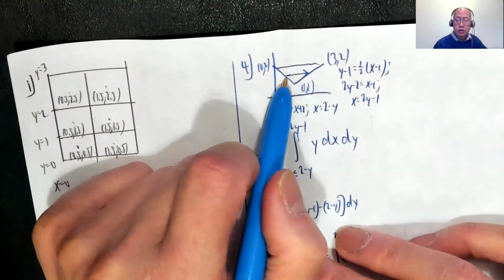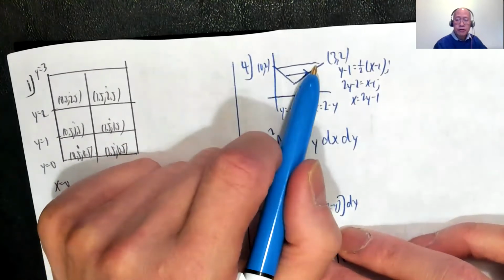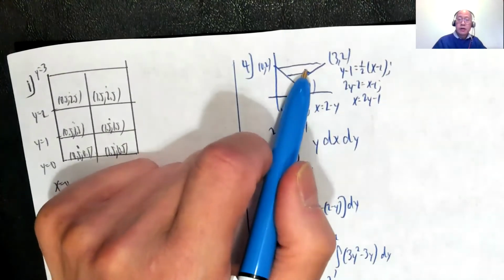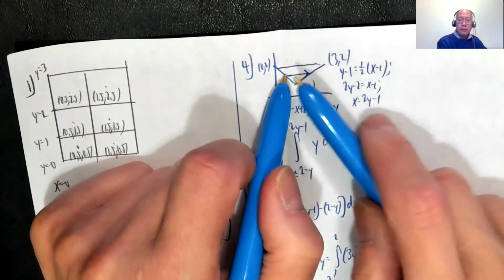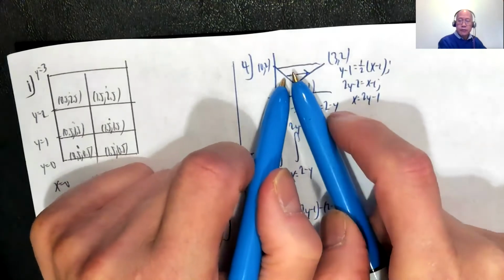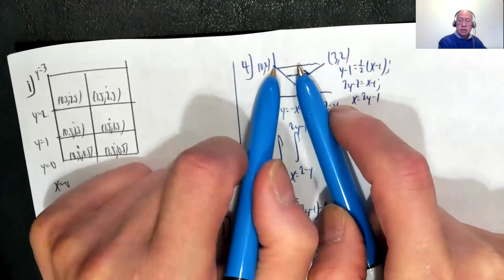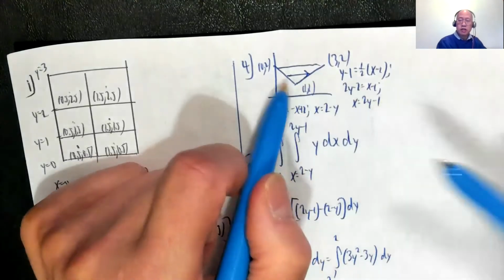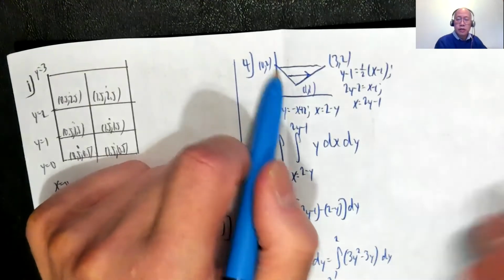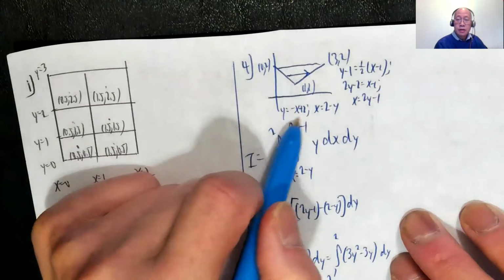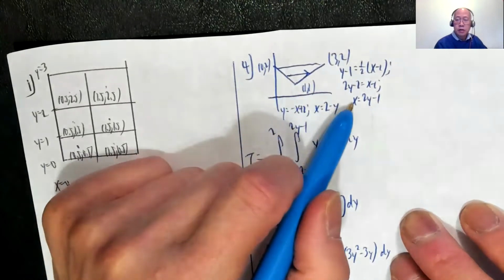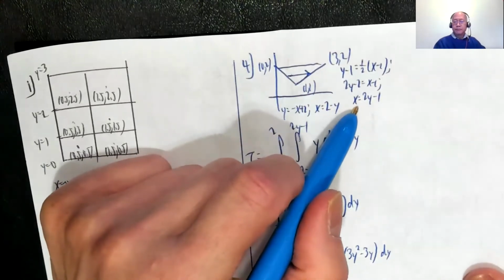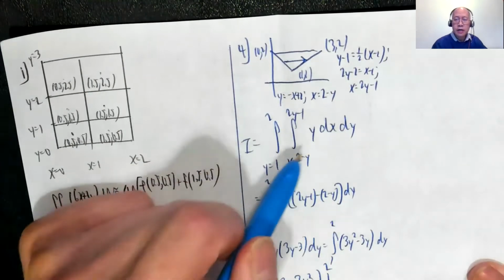So I'm treating this as type 2. Lower function, upper function. If I tried the conventional type 1, you'd have to break it up into 2 pieces because the lower function changes through part of the problem. So I have to use this function and then this function. But here the lower function is always this line, 2 minus y, and the upper is always 2y minus 1. So it's better to integrate with respect to y.